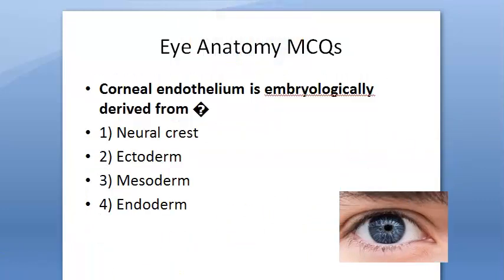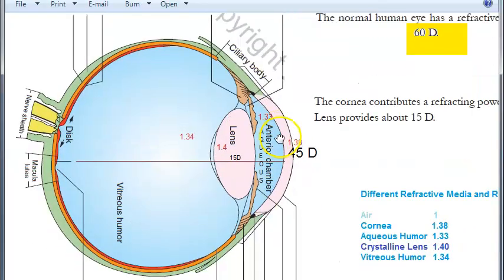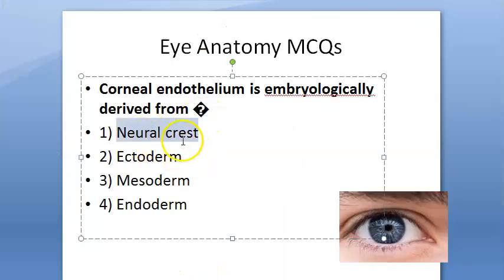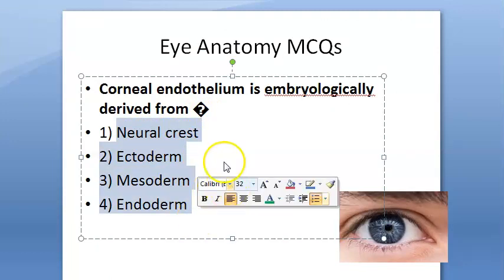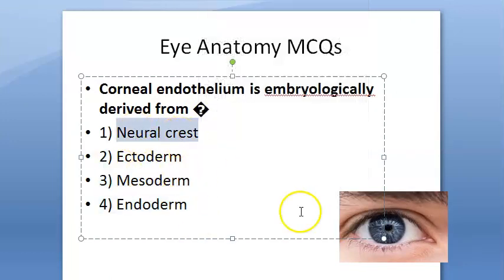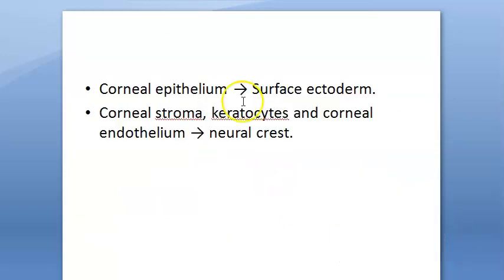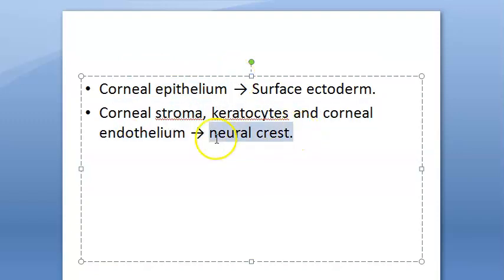Next. Corneal endothelium is embryologically derived from. So we already saw this cornea, right? This is the cornea. Outside it has the epithelium, inside there is the endothelium. They are asking where this endothelium comes from. Let us look at the options here: neural crest, ectoderm, mesoderm, endoderm. Actually the answer here is neural crest, because except the epithelium, everything in the cornea comes from the neural crest. Corneal epithelium is surface ectoderm. Everything else, the stroma, the keratocytes, corneal endothelium, is neural crest.